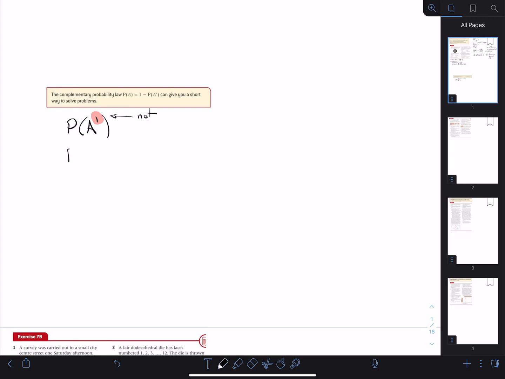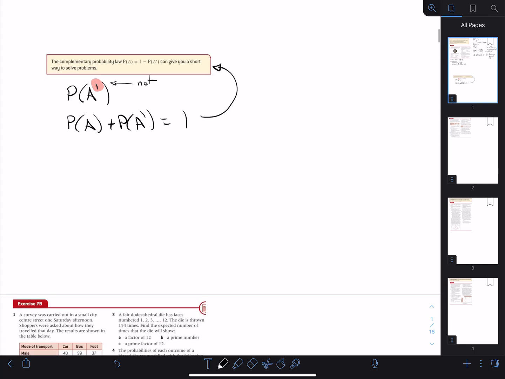So one way to write it is probability of A plus the probability of not A should always be equal to 1. And you could rearrange it in any form you want. They just rewrote it like that. Doesn't matter. Same thing.